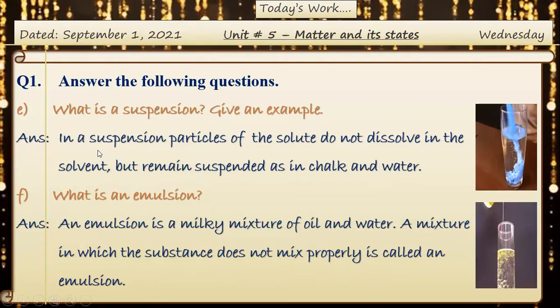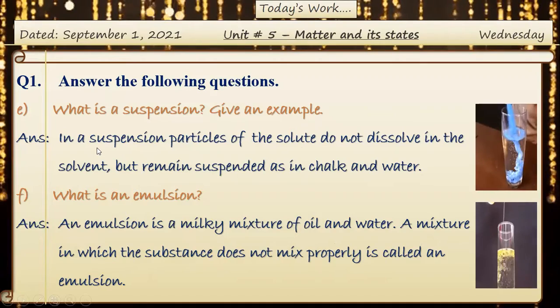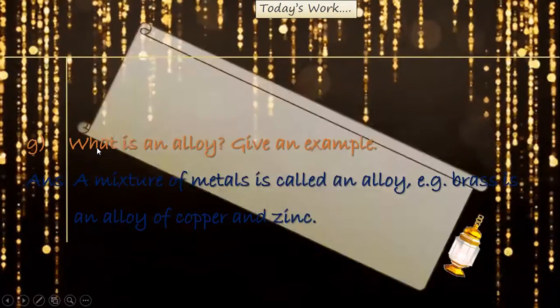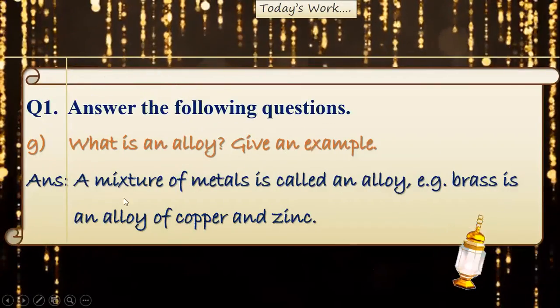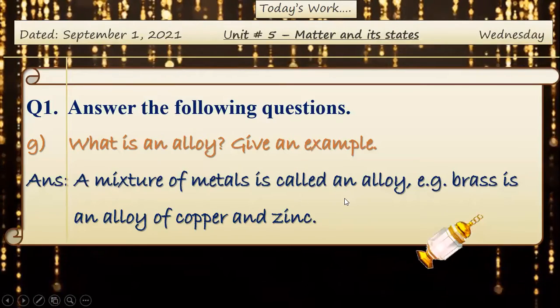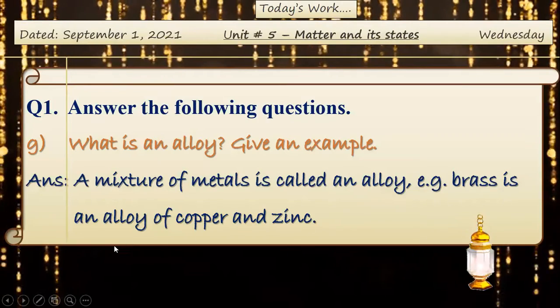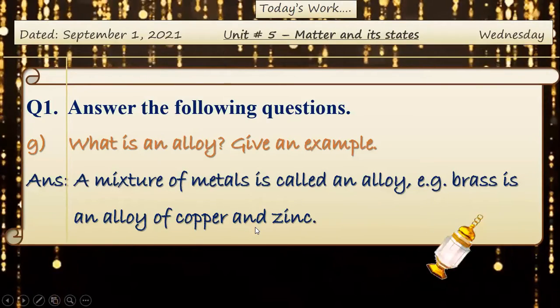Now we are coming to the G part. What is an alloy? Give an example. A mixture of metals is called an alloy. For example, brass is an alloy of copper and zinc.